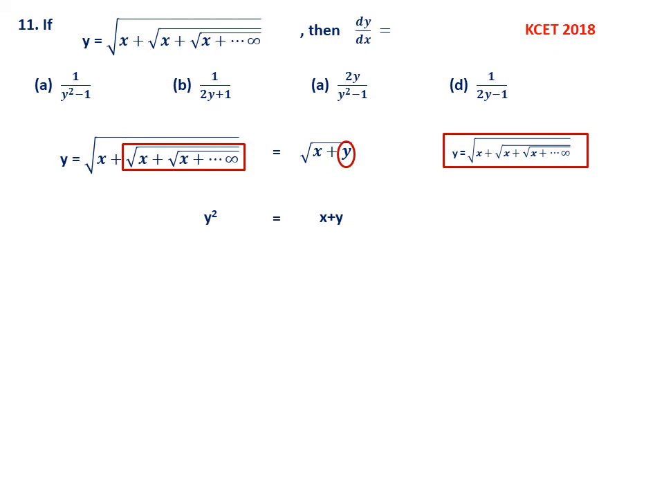So now it is implicit differentiation, y square equal to x plus y. So directly differentiate. So 2y y dash will be equal to 1 plus y dash. Then take y dash term to the left side and simplify. So y dash is common. So 2y minus 1 into y dash is 1, or y dash will be equal to 1 by 2y minus 1. So this is the answer. So I think D is the option. So this is the 11th question and this is the last question for this lesson.